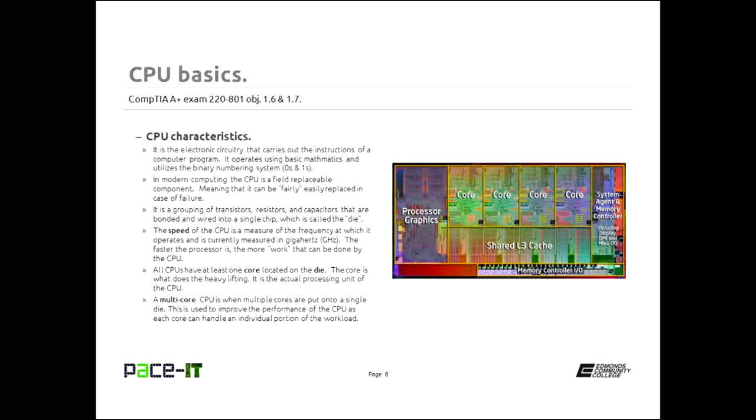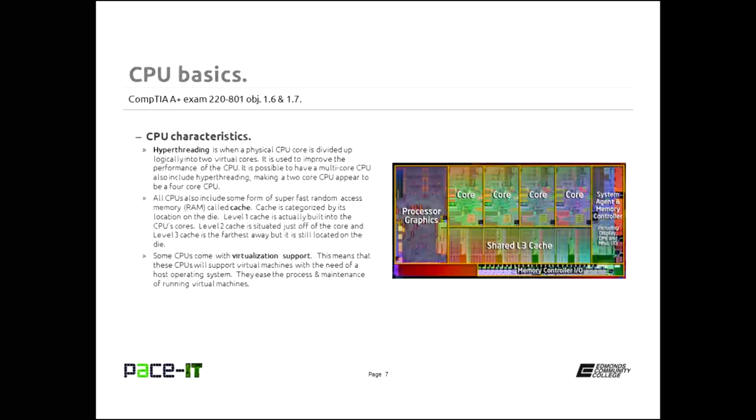Now, a multi-core CPU is when there are multiple cores put onto a single die. Okay, so you have essentially multiple CPUs on a single CPU. This is used to improve the performance of the CPU, as each core can handle individual portions of a workload. They can each take a chunk of a single task, or multiple tasks can be thrown at the multi-core CPU, and it will handle the tasks separately between the cores.